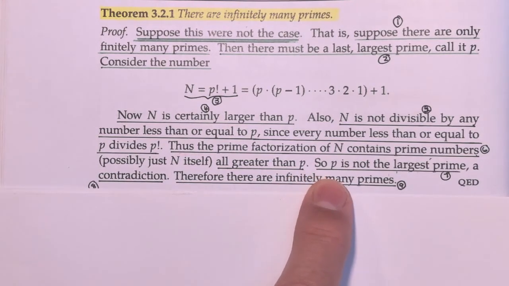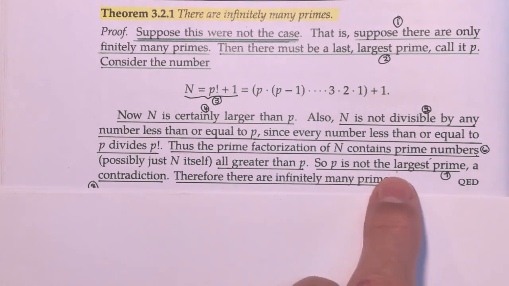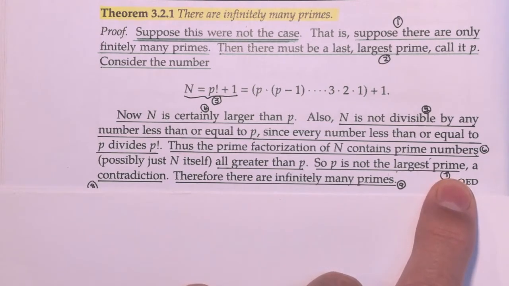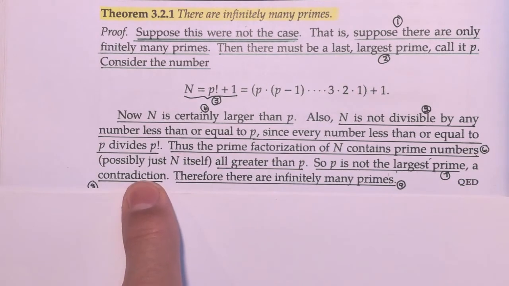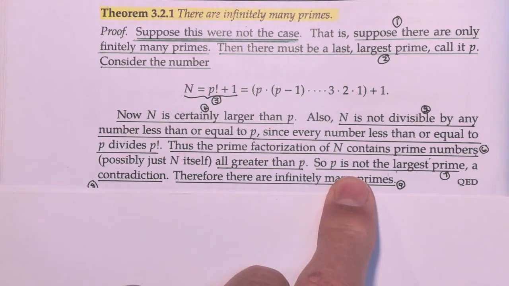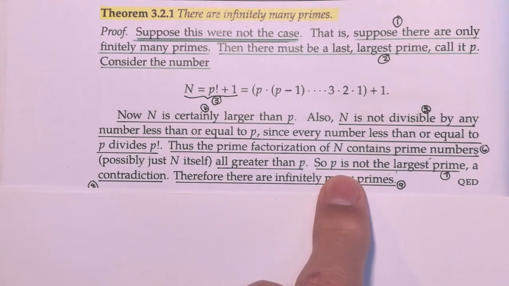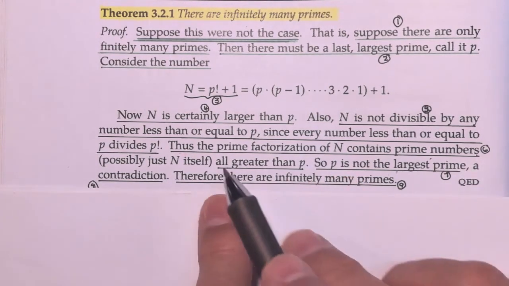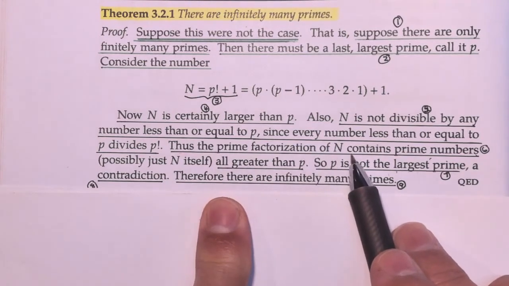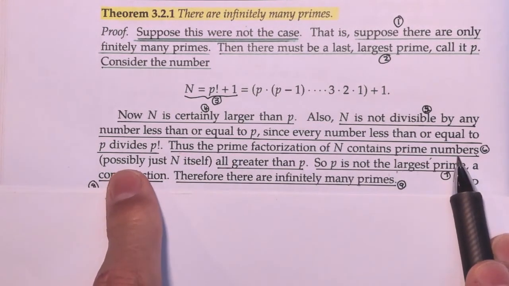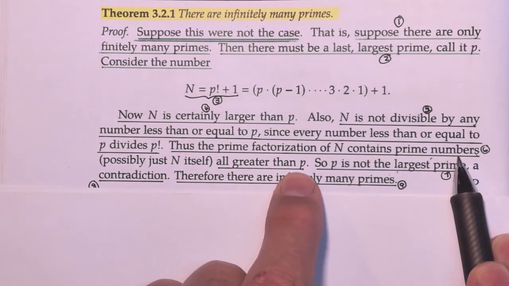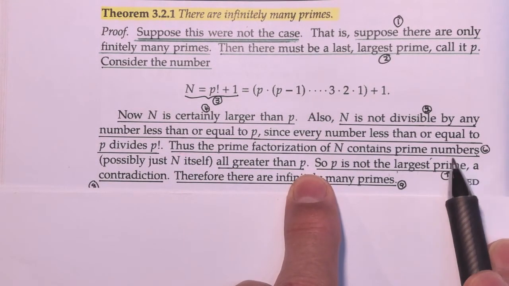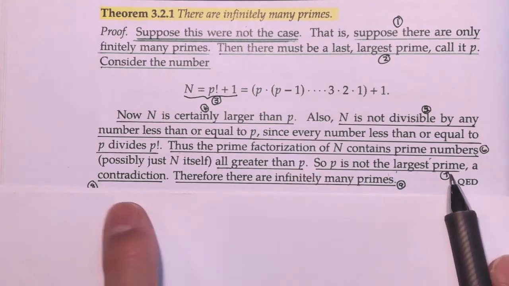Therefore, what does that mean to us? P is not the largest prime, which in this case is a contradiction. Why is P not the largest prime? Well, by line 6, n is divisible by a prime number larger than P. Look at this. Thus, the prime factorization of n contains prime numbers, possibly just n itself, all greater than P. So P is not the largest prime.